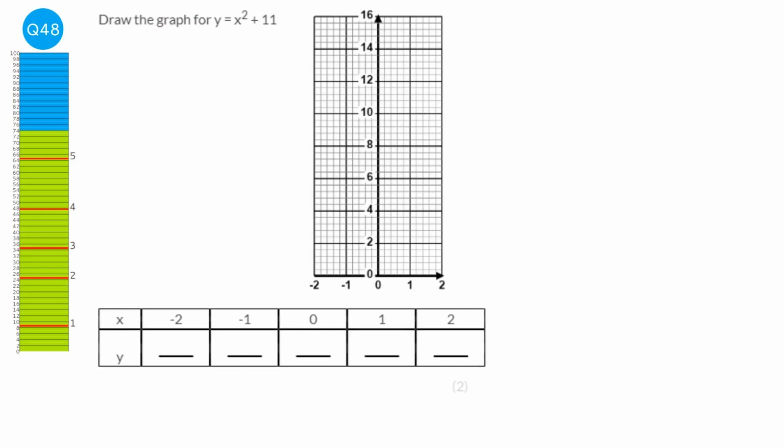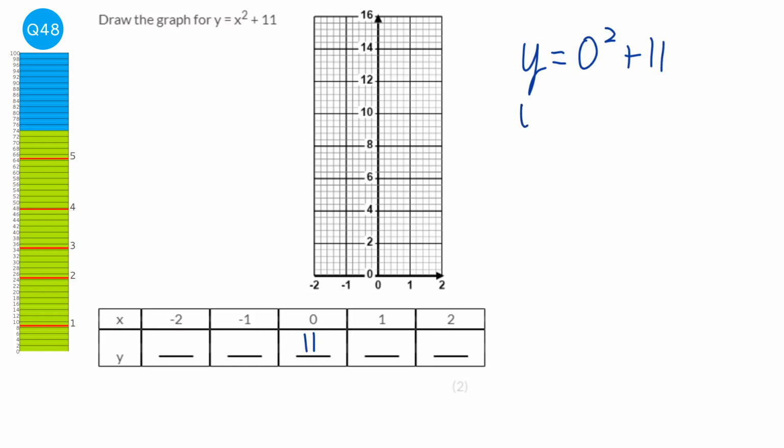To draw a quadratic graph, we want to find as many values as we can. Because it's a curve, with a straight line graph you only need 3 points, with a curve you need as many as you can get. And now we're actually given a table here to fill out, and so I'm going to start off with a 0 here. And here we want to substitute in x equals 0 into our equation. So we've got y equals x squared plus 11, so it's y equals 0 squared plus 11. 0 squared is just 0, plus 11 is going to be 11.